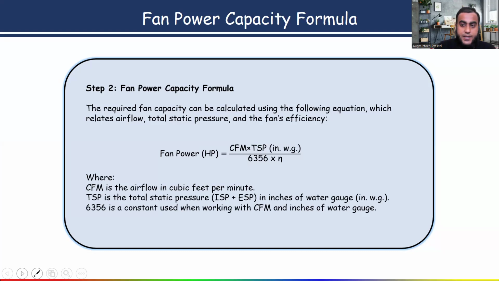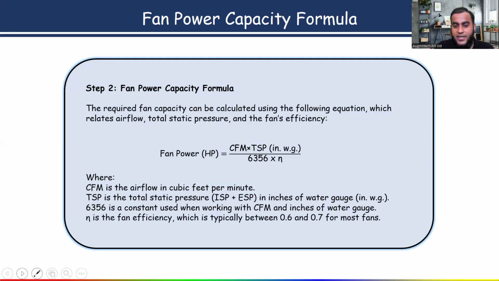So the unit conversion factor is given here. And eta is the fan efficiency, which is typically between 0.6 to 0.7 for most fans. Okay, so these are the formulas to find out the fan power capacity. First, let me know if this concept is clear.